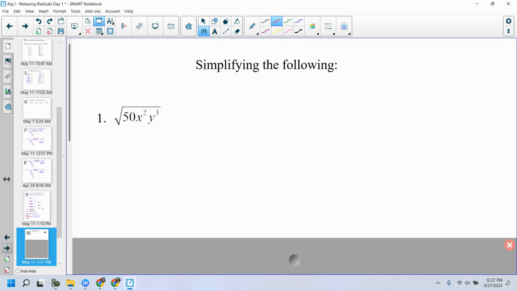Okay, let's do some more examples. 50x squared y to the 3rd. So now I've got numbers and variables going on.